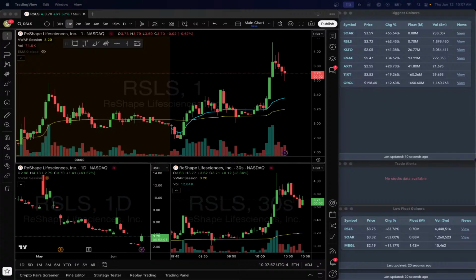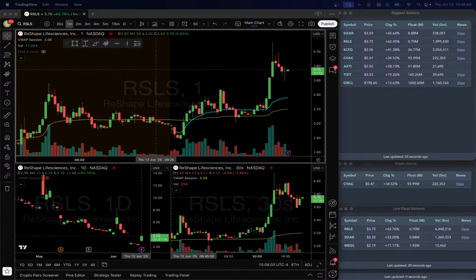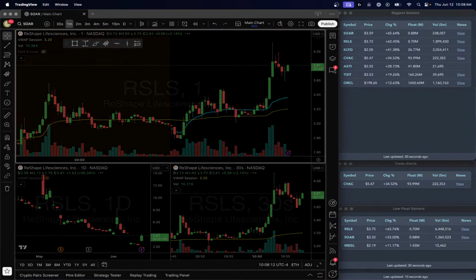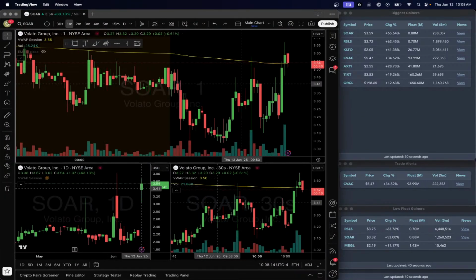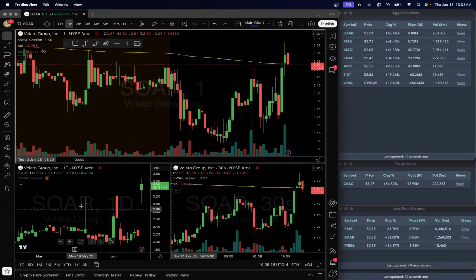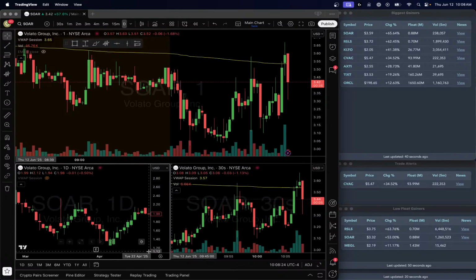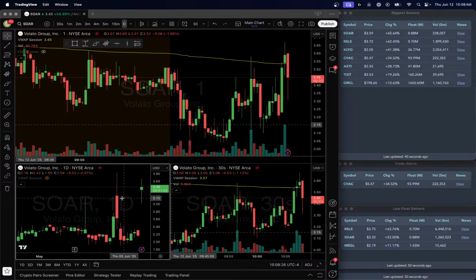RSLS is up 62%. SOAR is up. What is old SOAR doing? SOAR has recaptured the VWAP. Look at that. Look what it does. Pop. Run. Pop back.